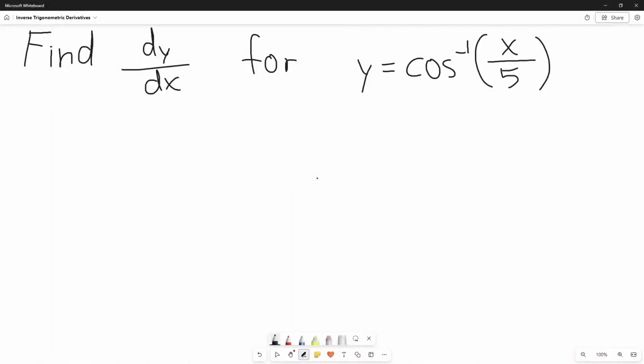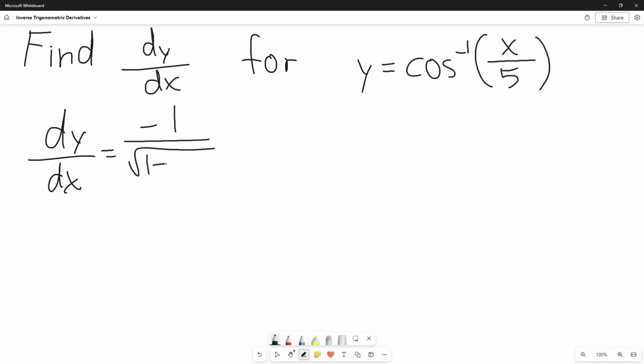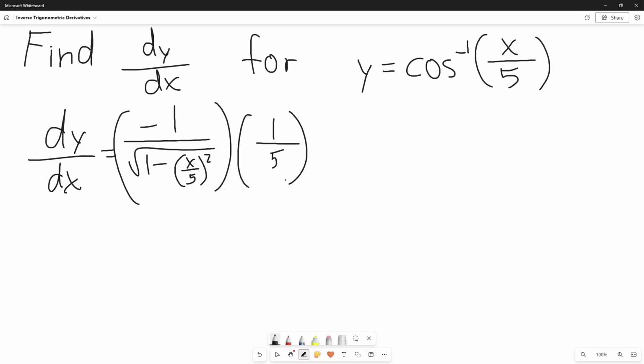Now let's do another practice problem. If you think you know how to do this one, pause the video and try it. This one says, find dy over dx for y equals inverse cosine of x over 5. And again, you should treat this problem like any other derivative problem. And for this one, we can use the chain rule. So dy over dx is equal to the derivative of the outside, and you should know this formula, negative 1 over the square root of 1 minus x squared, but we have to keep the inside unchanged, x over 5 squared, multiplied by the derivative of the inside, which is 1 over 5.